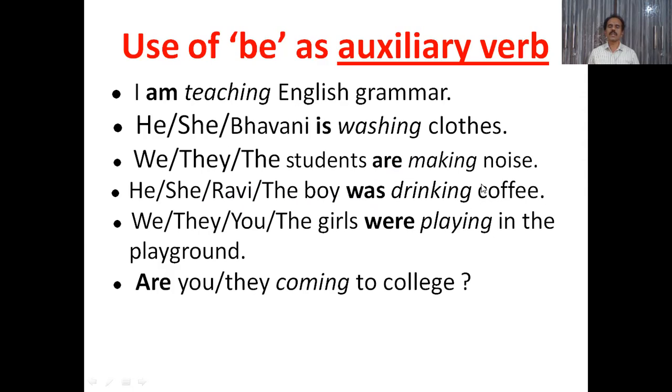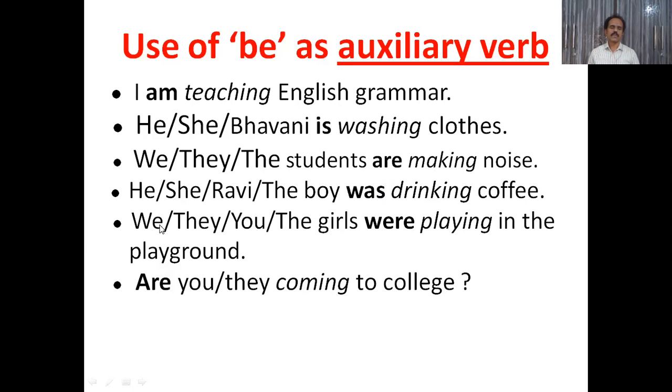The boy was drinking coffee. That means drinking is an action word, and the tense is past. That means this action took place in the past. ಇದು ಯಾವಾಗ ನಡೆದಿದೆ? ಪಾಸ್ಟ್ ಅಲ್ಲಿ ನಡೆದಿದೆ. ಆಗಾಗಲೇ ನಡೆದು ಹೋಗಿರುವ ಘಟನೆ ಇದು. Past continuous. ing, continuous. So the above three sentences are present continuous. This is past continuous.